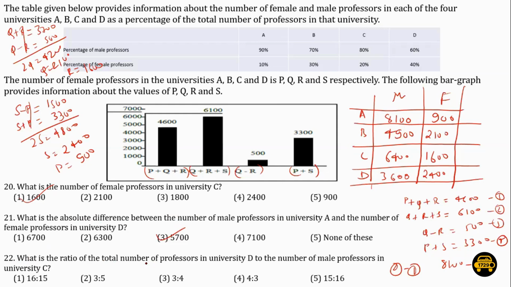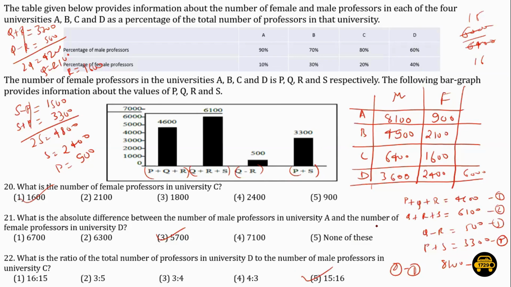Now, what is the ratio of the total number of professors in University D to the number of male professors in University C? The total number of professors in University D is 6000, and male in C is 6400. So 6000 by 6400, cancel out the zeros. So it will be 15 times 4 and 16 times 4. So the answer will be 15:16. So these were quite easy questions.